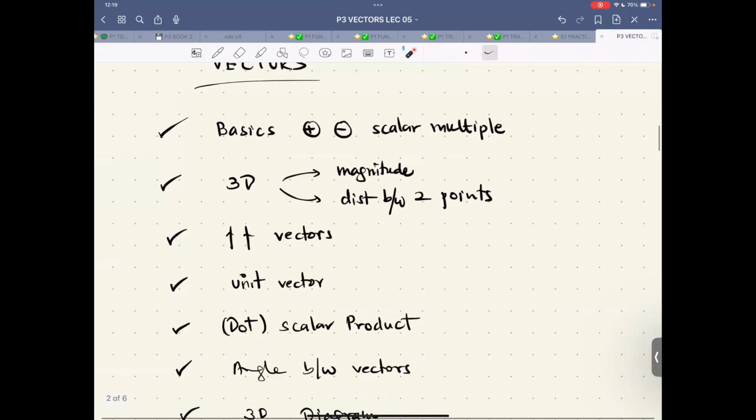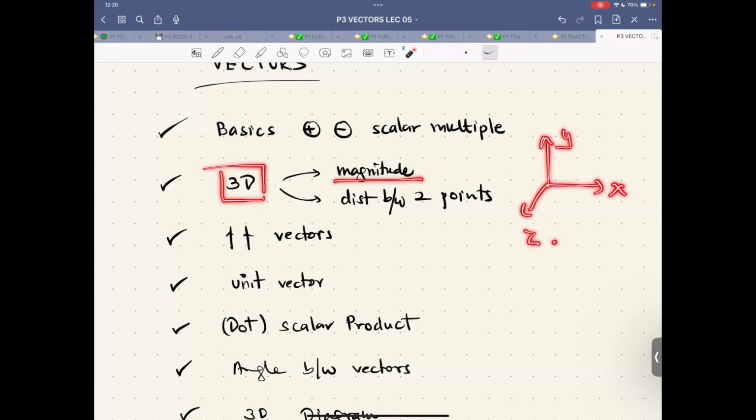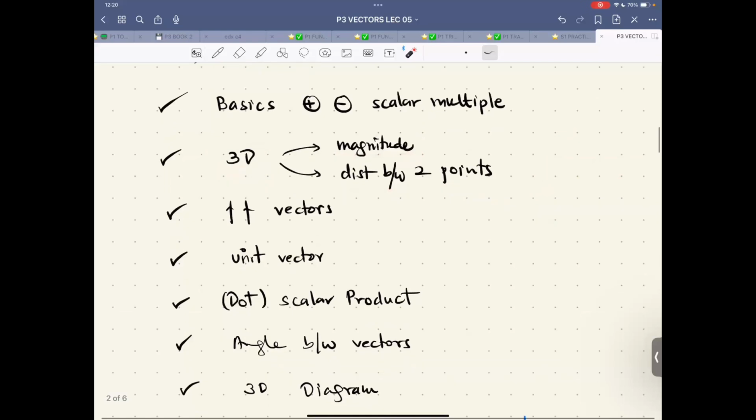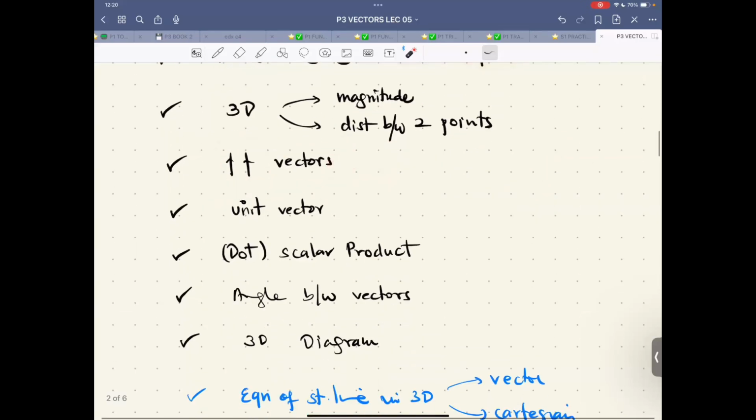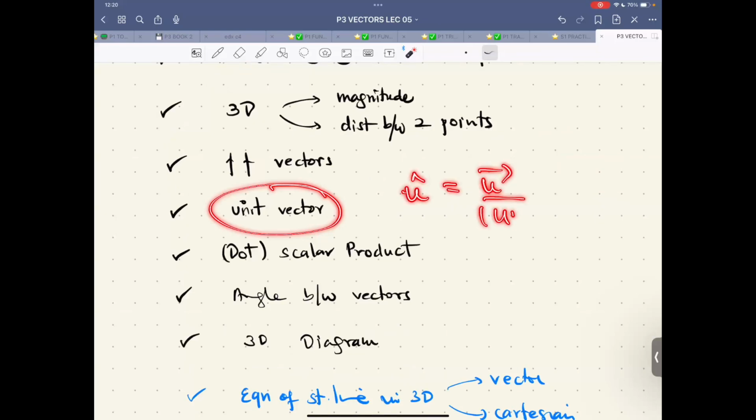There are some things which we have already studied in our regular classes. That is the basics of vectors: the addition, subtraction, the multiplication, the scalar multiple. 3D vectors, that is the x-axis, the y-axis, the z-axis, the magnitude of a vector, distance between 2 points. What are parallel vectors? They are scalar multiples of one another. The concept of unit vector is vector divided by its magnitude.